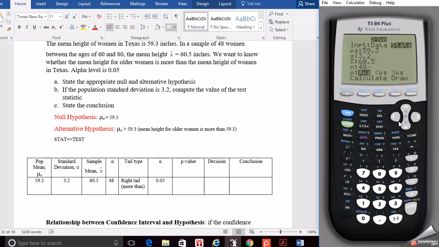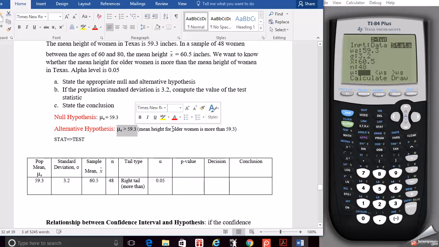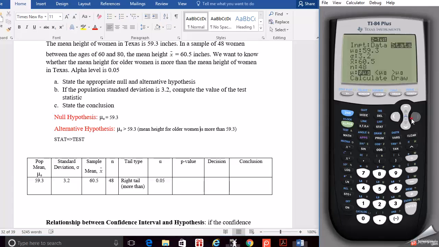Now you go down and select the type of tail. Is it left tail, right tail, or both tails? The first one is two tails, then left tail and right tail. We have already determined that it is a right tail, because the alternative hypothesis is mu zero greater than 59.3. So we're going to select the very last one, the right tail test, and then calculate.